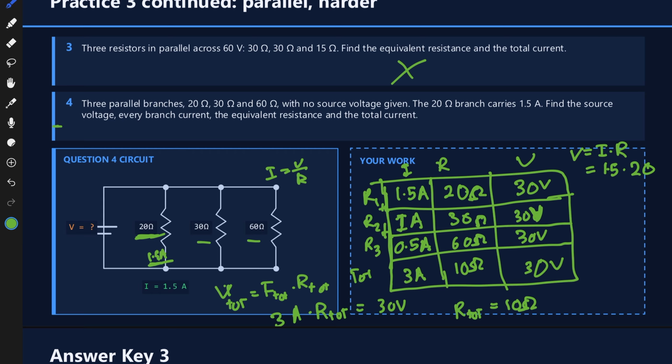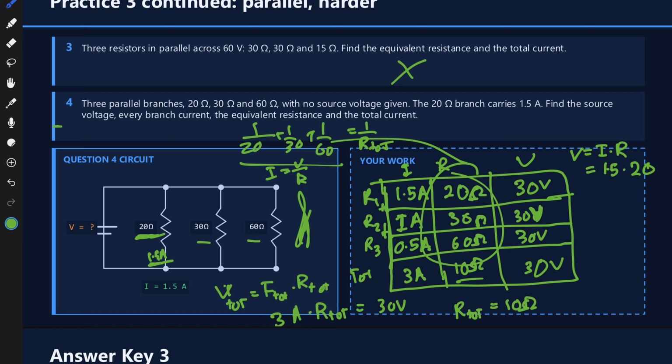And as always, I took an alternative route. At the start itself, you could have just done 1 over 20 plus 1 over 30 plus 1 over 60 is equal to 1 over R total, but I believe that process to be more tedious. So I just solved this entire thing. And then R total at the end, I could get this. You could do that, but, you know, this worked out, right? I was still able to solve for it without needing to do anything else.